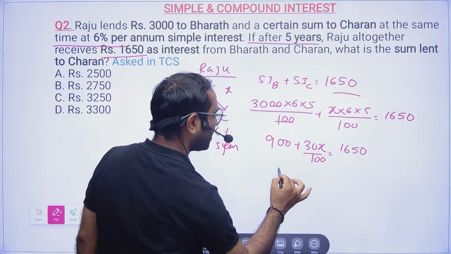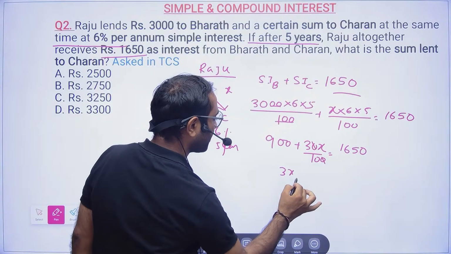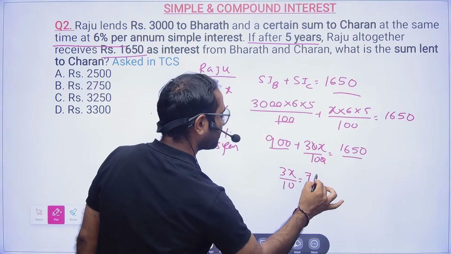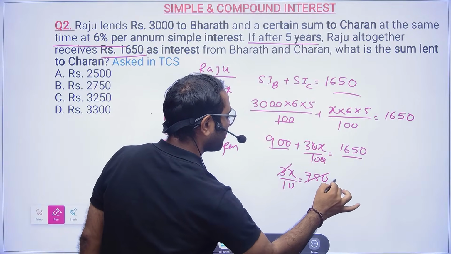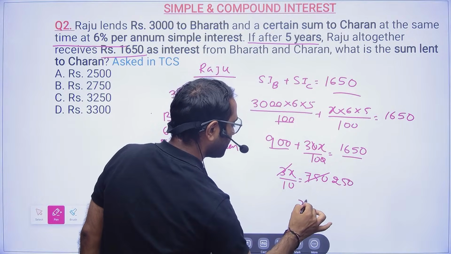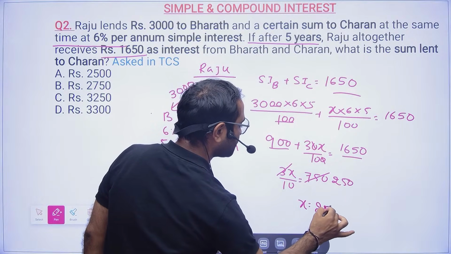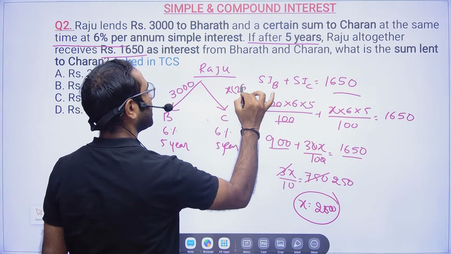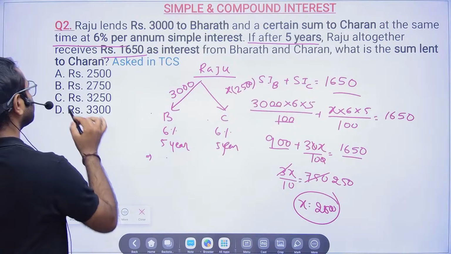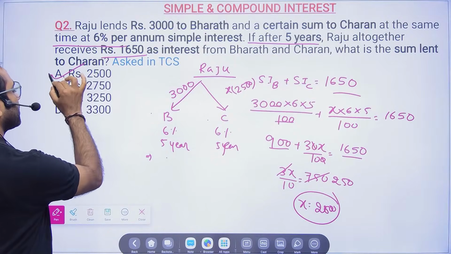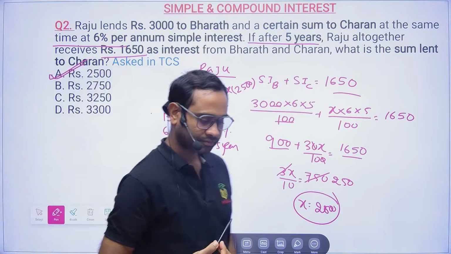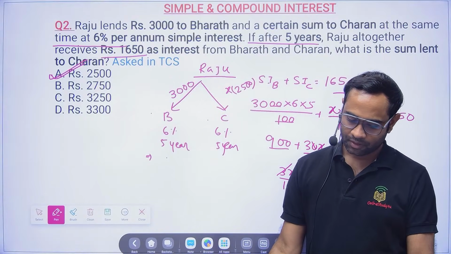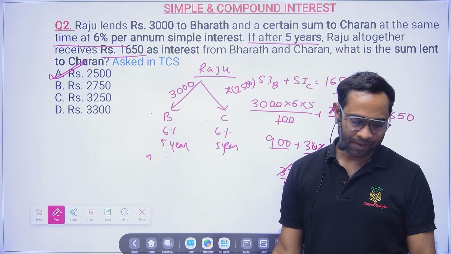This will go that side. So 3x by 10 will be equal to 1650 minus 900, is equal to 750. Dividing this by 3 gives 250 times 10. So the money which was given to Charan was 2500. Option A will be the correct answer. Clear, very good. Most of you have given the answer.